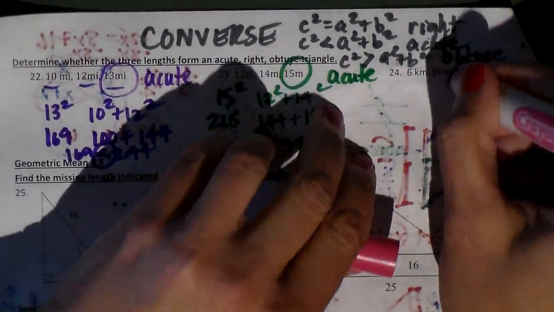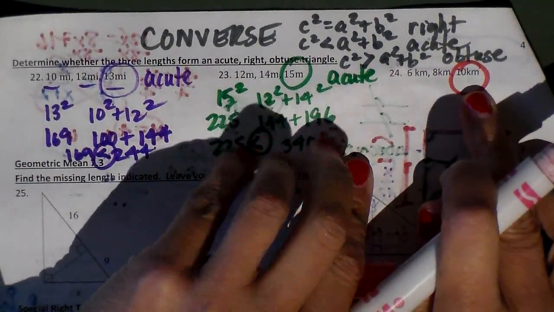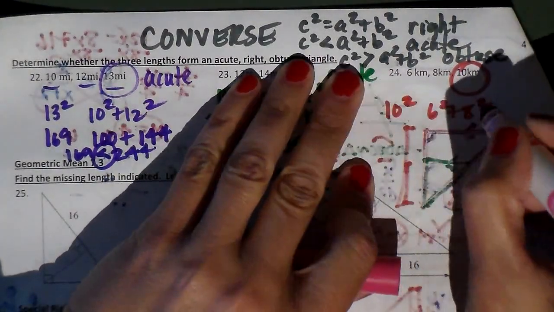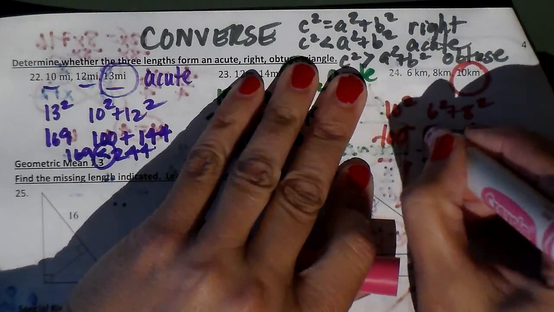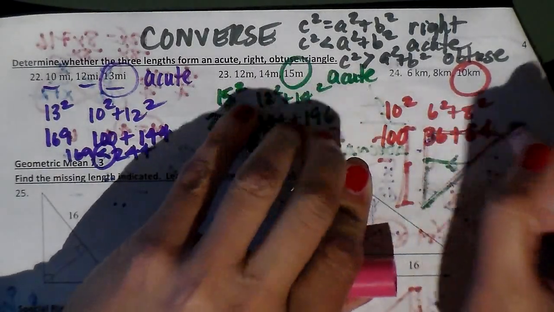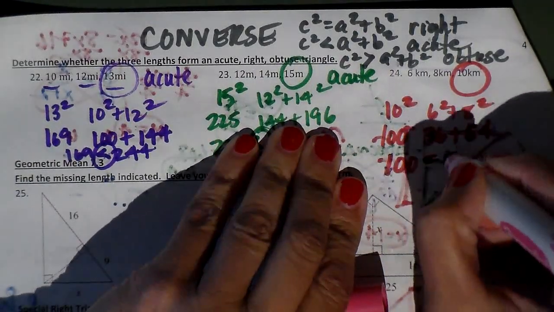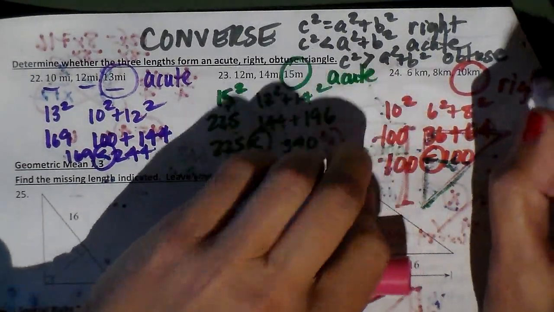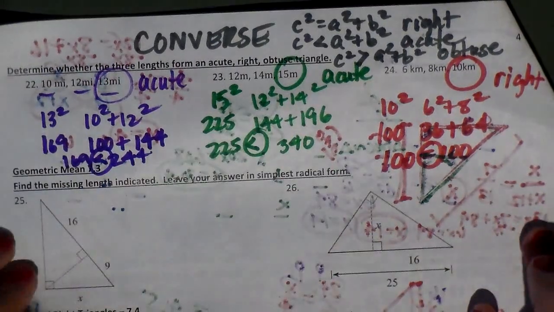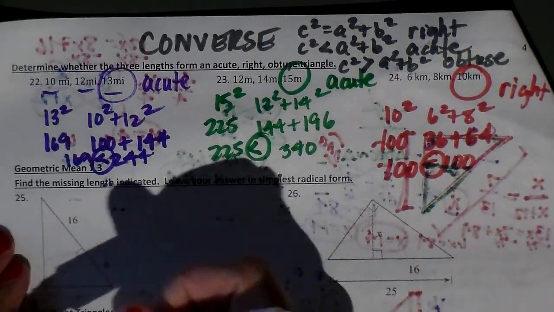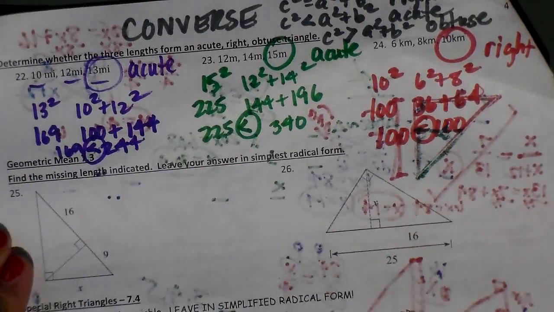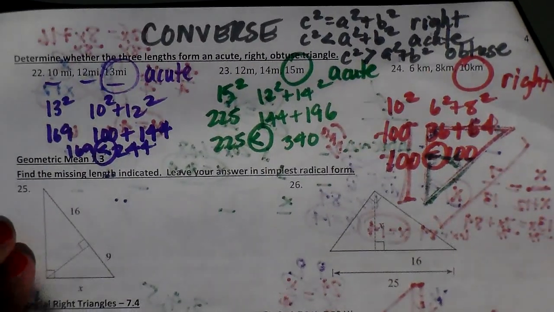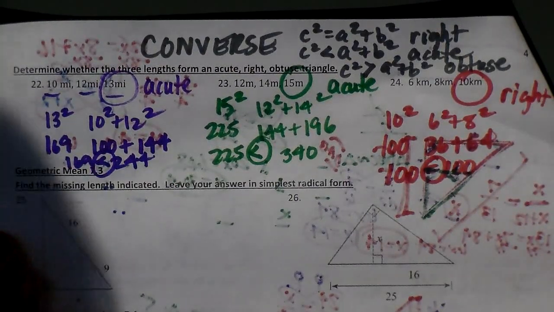So let's check the last one. 10 is obviously c because it's the largest. So I'm going to compare 10 squared to 6 squared plus 8 squared. I get 100 equals 36 plus 64, and I ended up getting 100 equals 100. So this is a right triangle because c squared equals a squared plus b squared. Now if it's obtuse, c squared all by itself would be greater than a squared plus b squared. So that's the converse of the Pythagorean theorem.